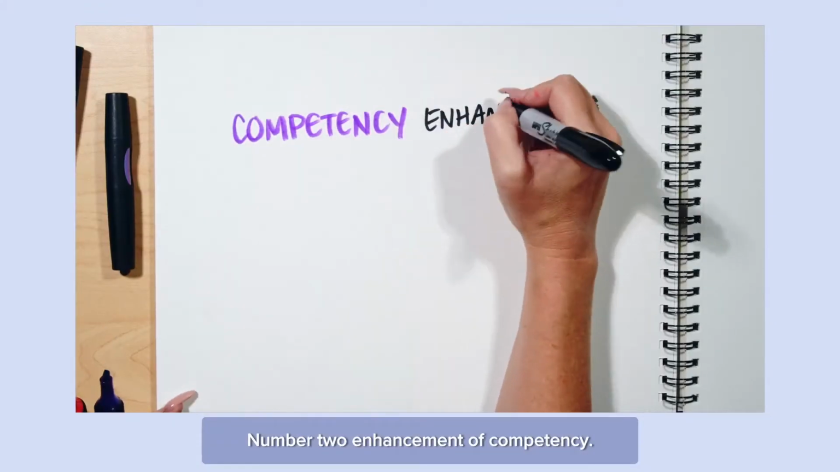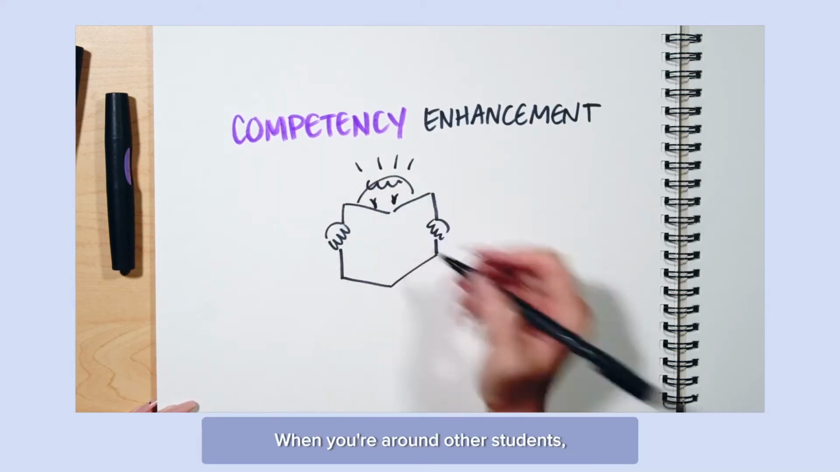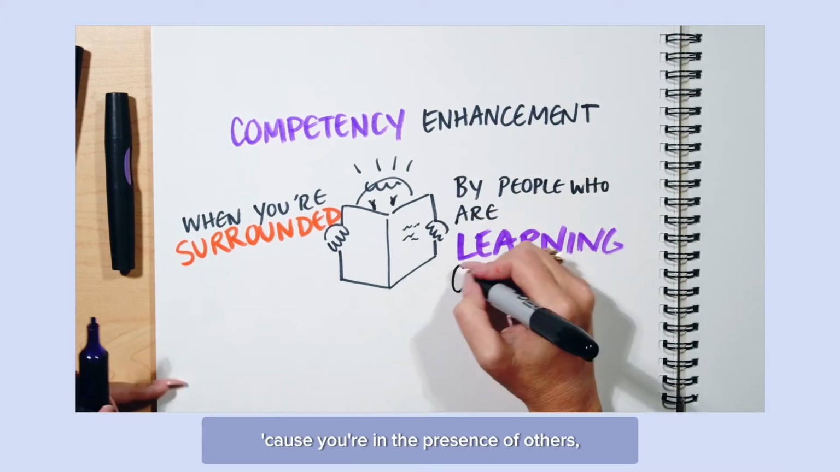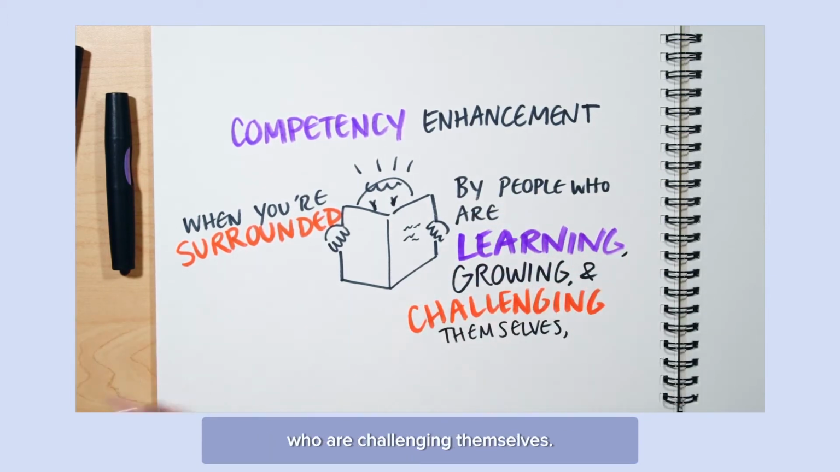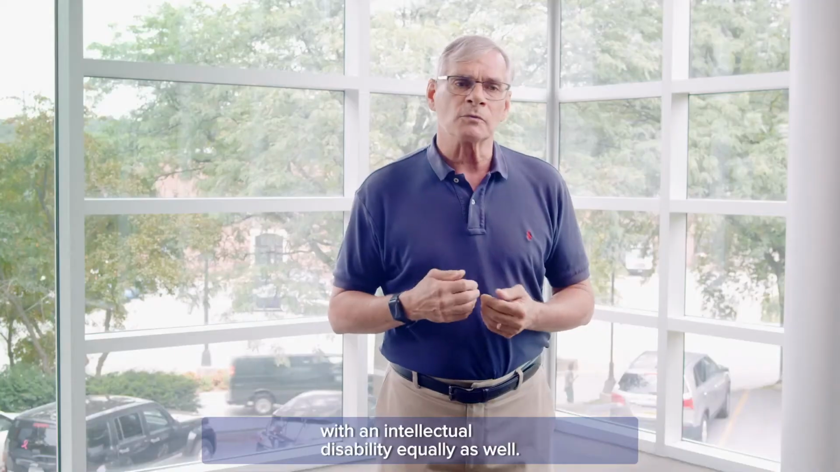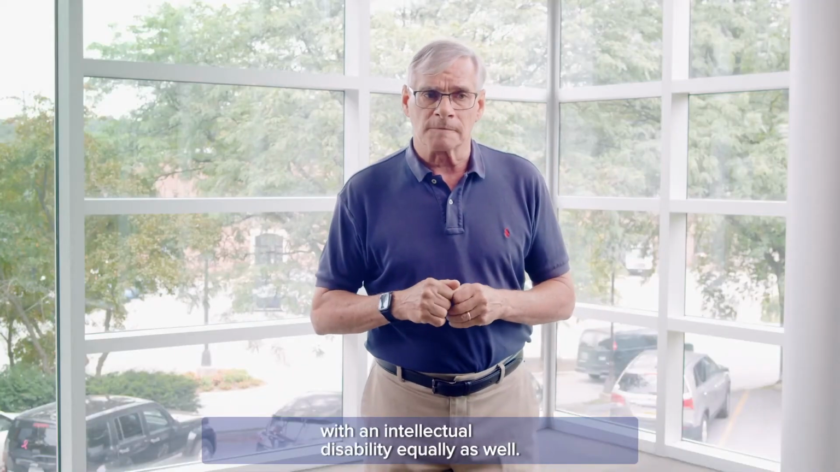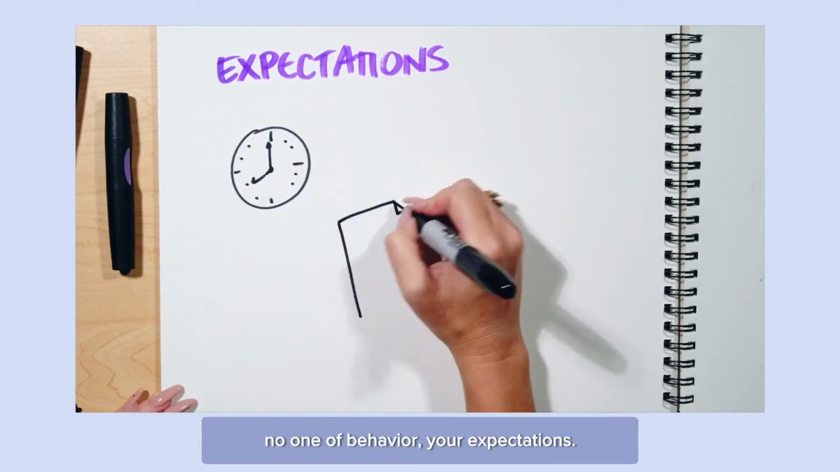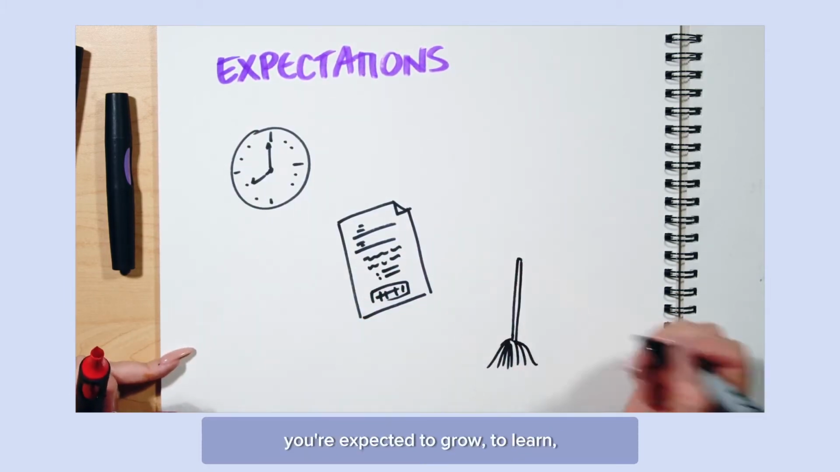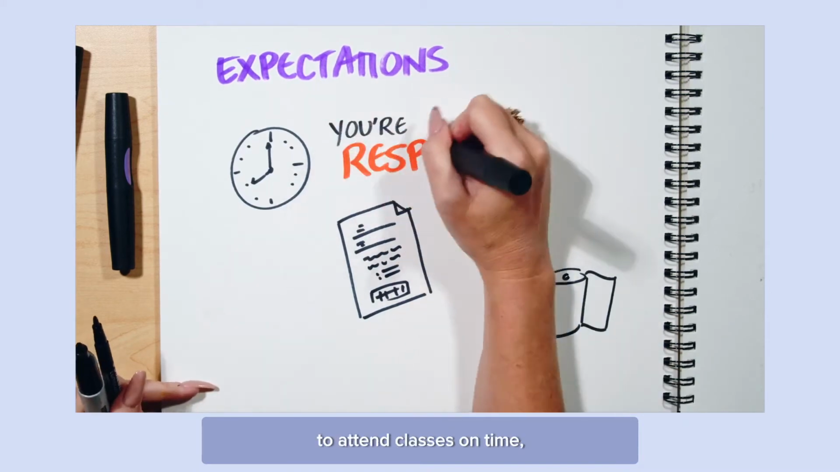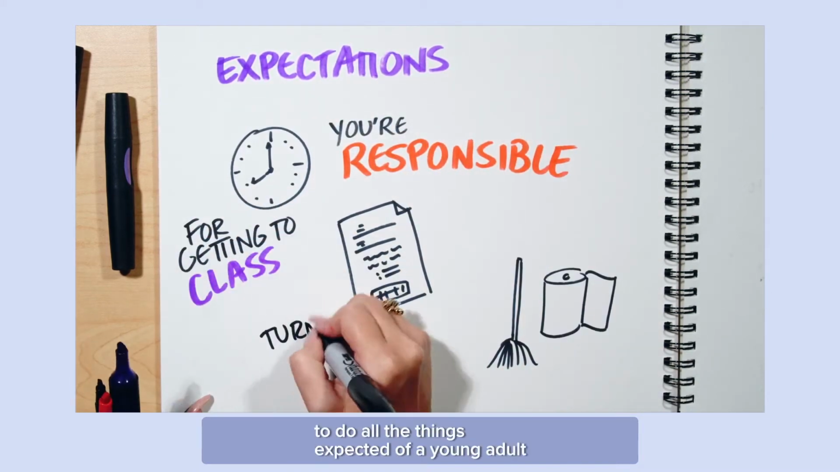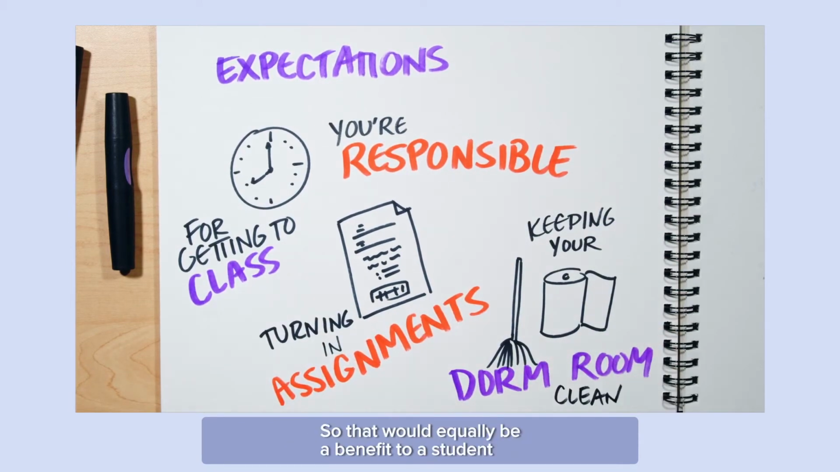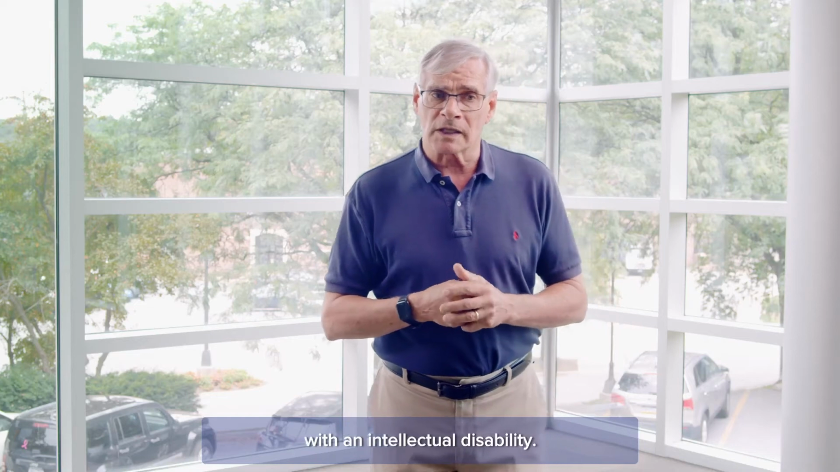Number two, enhancement of competencies. When you're around other students, it's hard not to become competent, because you're in the presence of others who are learning, who are growing, who are challenging themselves. That's going to rub off on a student with an intellectual disability equally as well. We also, for number three, university and college settings elicit normative behavior and expectations. When you go off to college, you're expected to grow, to learn, to attend classes on time, to do all the things expected of a young adult looking to enter the world of work. So that would equally be a benefit to a student with an intellectual disability.